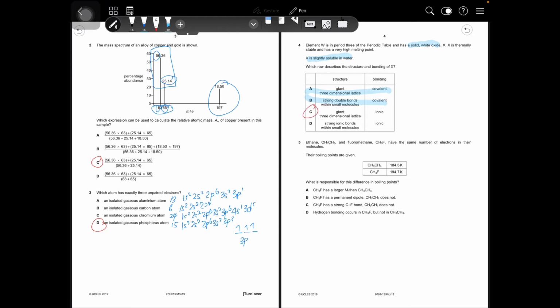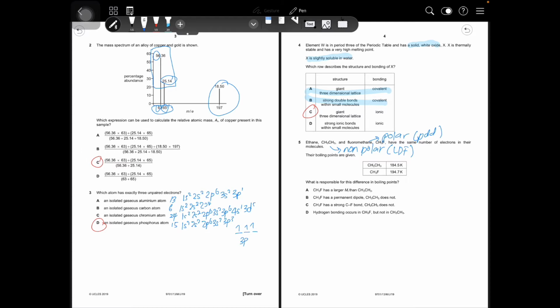Number 5: ethane and fluoromethane have the same number of electrons in their molecules. Their boiling points are given. Ethane, because it is only composed of carbon and hydrogen, is non-polar. That means the strongest intermolecular forces between ethane molecules will be London dispersion forces. And for fluoromethane, because of the presence of fluorine, it is a polar molecule, and the strongest intermolecular forces will be permanent dipole-dipole.